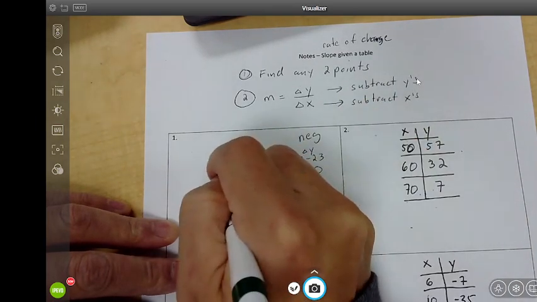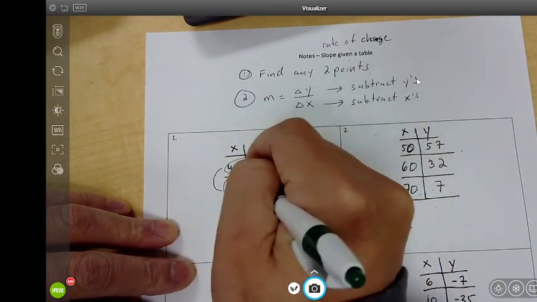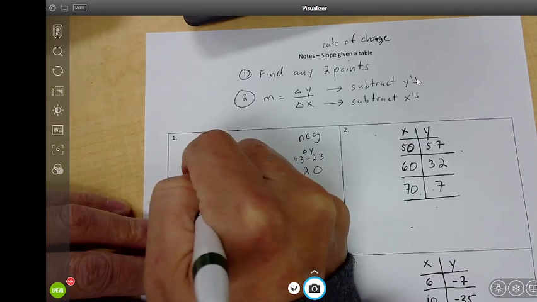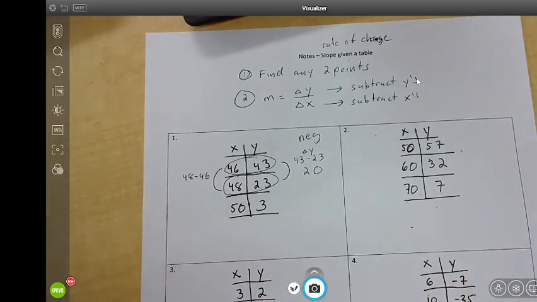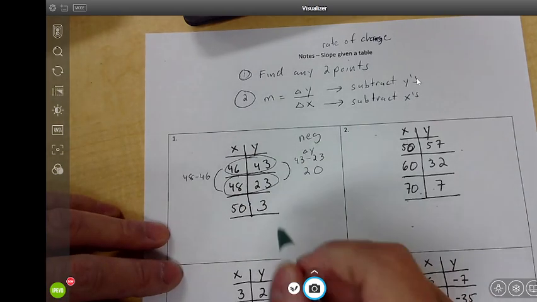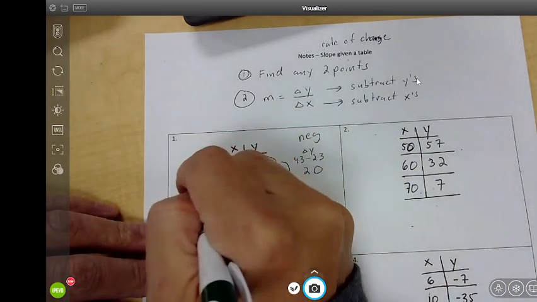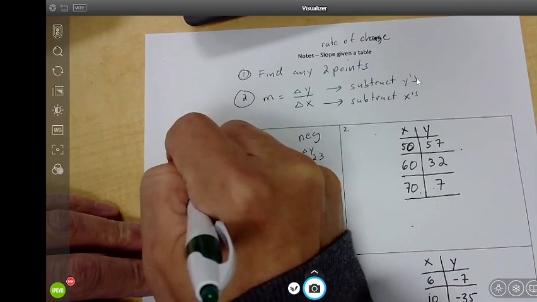Now I'm going to find the change in x. Okay, that's 48 minus 46. Just do big minus small because we've already determined whether it's positive or negative. Just do big minus small. 48 minus 46 is 2. That's your change in x.